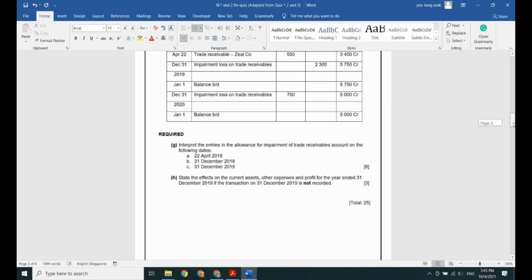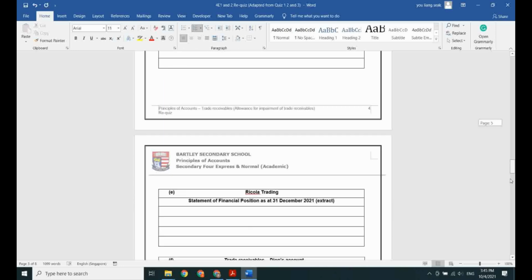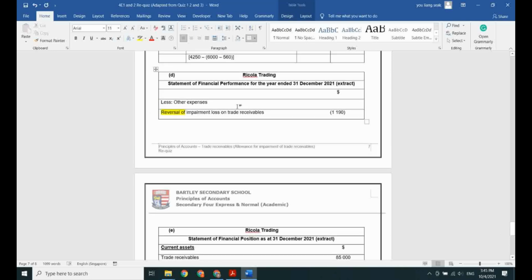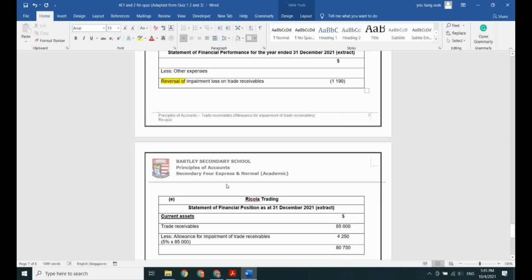Before we move on to part H, let's take a look back at this. Impairment loss will be under other expenses, right? If you record impairment loss, it will be an expense. Reversal will be a reduction of expense. I repeat again: impairment loss will mean an increase in expense. Reversal will mean a decrease in expenses, shown in brackets. And allowance will actually bring down the balance of trade receivables. You just minus off the allowance balance, and this is the net trade receivables that the business has.